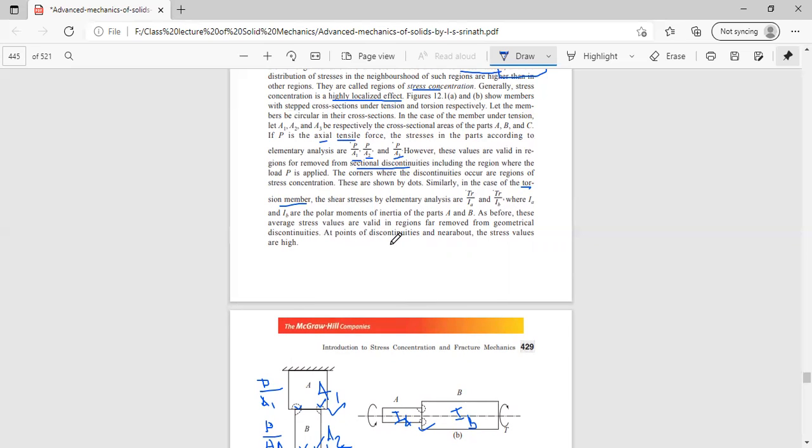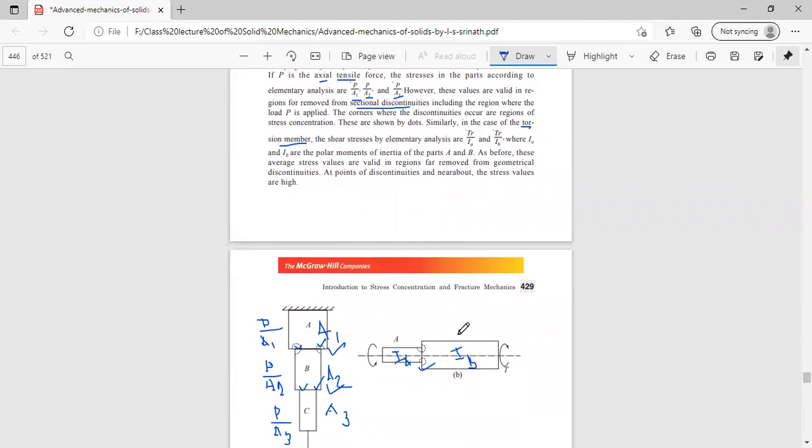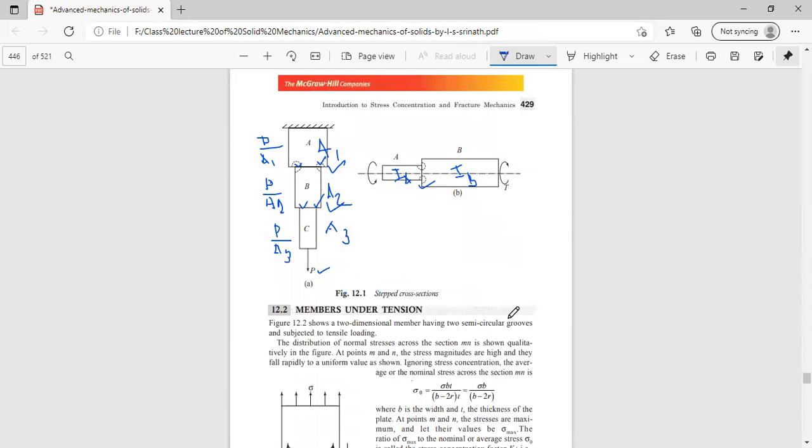At the point of discontinuity and near about, the stresses are rather high. This is available from different portions, like here. It is far away from the curve, somewhere here at the end. But at the junction of these two sections, it is entirely different. Here, the stress values for both tension and torsion are the maximum or high.